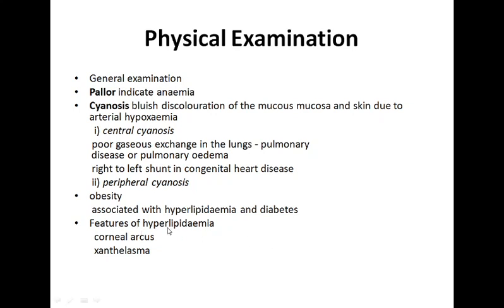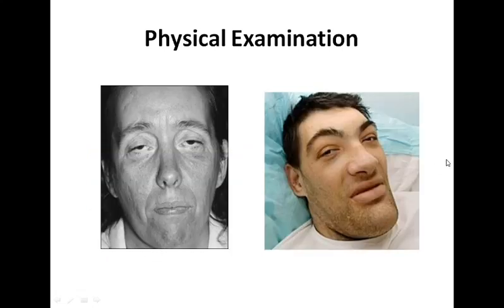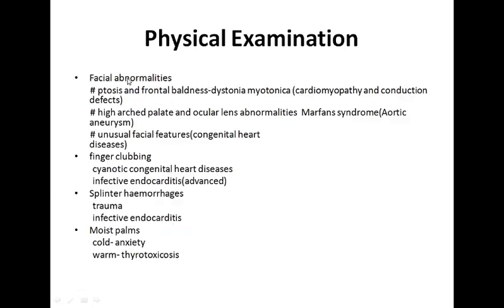Look for features of hyperlipidemia like corneal arcus and xanthelasma. Look at these two pictures. The first picture shows a patient with partial ptosis and frontal baldness. If you see this kind of patient, think about dystrophia myotonica, and they can present with electrolyte abnormalities and rhythm disturbances. The second picture, by looking at this patient, you know this is a patient with acromegaly. An acromegaly patient can present to you with high blood pressure. So facial abnormalities are important in clinical medicine.